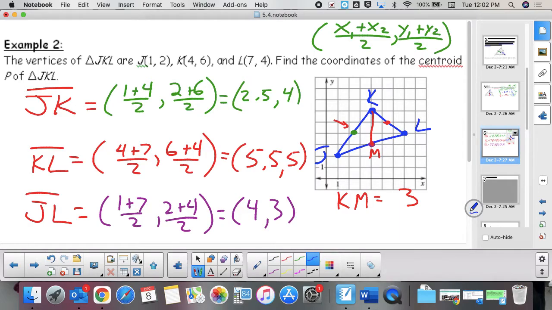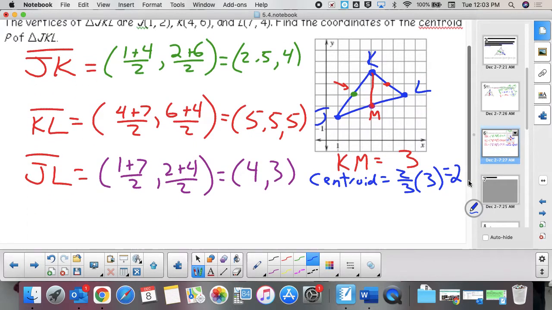Remember that your centroid is 2/3 the length. So your centroid is going to be located at 2/3 the length of your median. 2/3 of 3 is 2. So I count down from the vertex. We go down 2 then in this case. So if I go down 2, the coordinates I get here for my centroid P is going to be 4, comma 4. So there's our answer then.